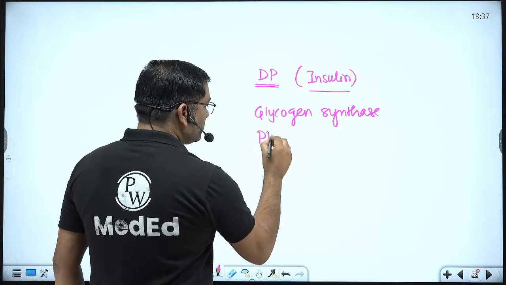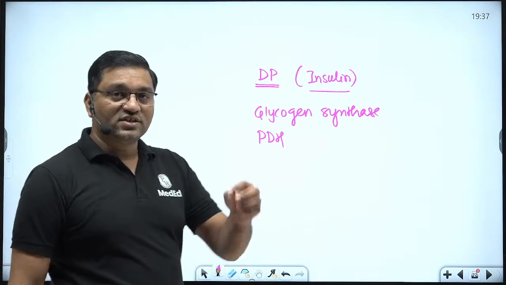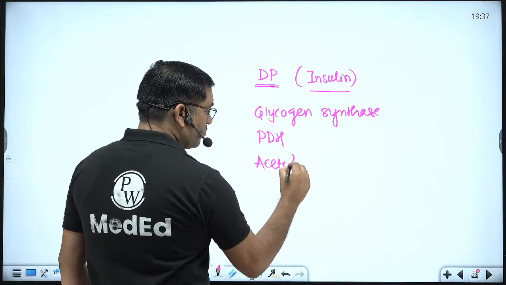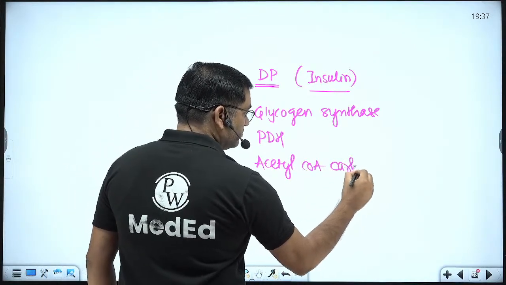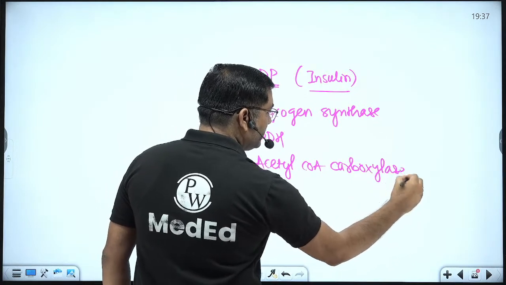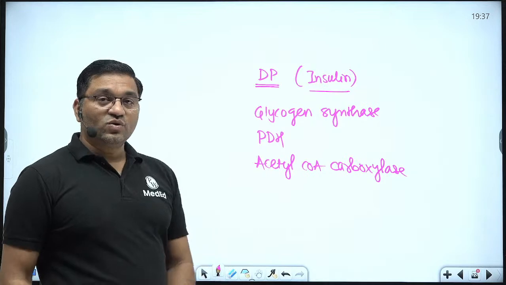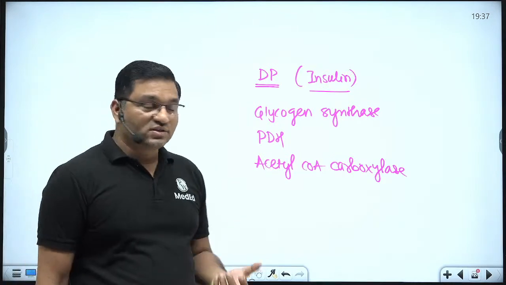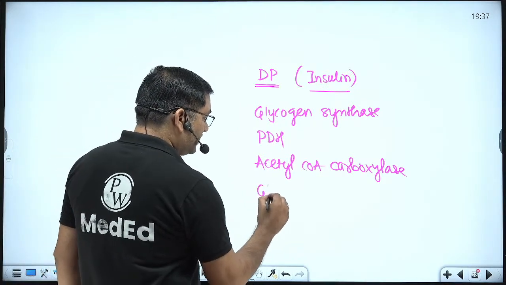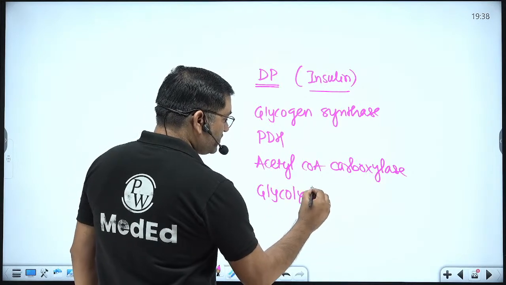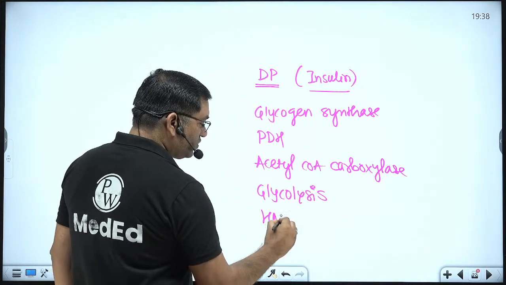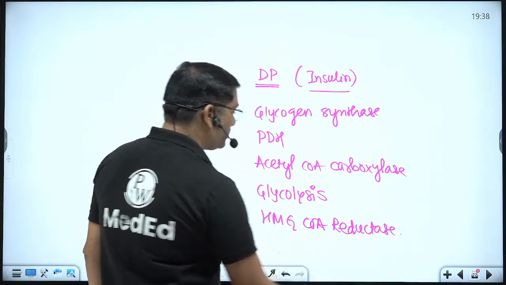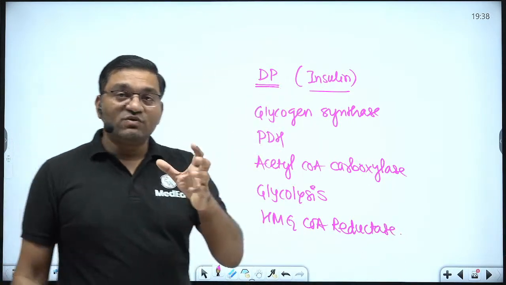Then pyruvate dehydrogenase complex, which is important in the link reaction, that is conversion of pyruvate to acetyl coenzyme A. Then acetyl coenzyme A carboxylase. This is the rate limiting enzyme in fatty acid synthesis. Then the enzymes of glycolysis, and the hydroxymethylglutaryl coenzyme A reductase, the rate limiting enzyme in cholesterol biosynthesis. So remember, these enzymes are active in the dephosphorylated state.